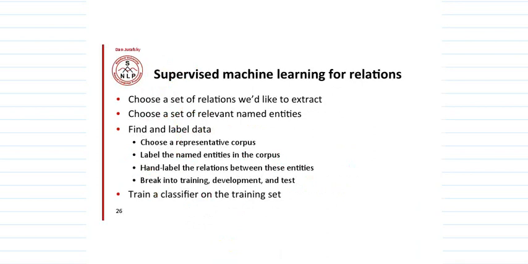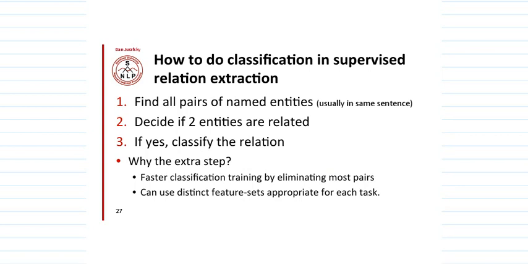We choose the corpus, we label the named entities in the corpus, and then we hand label the relationships. Now in case of named entity recognition, the labels were the named entities, but in relation extraction, the labels are the relations, and then we do the training and all, right? So if we are doing relation extraction, we first specify what the relation is, right?